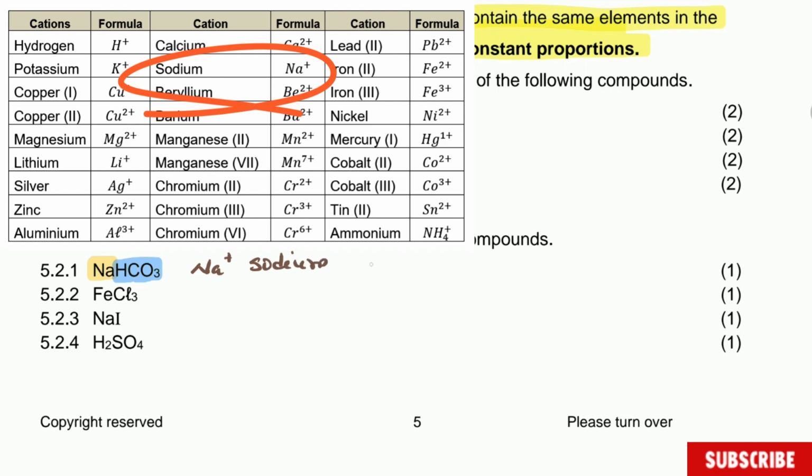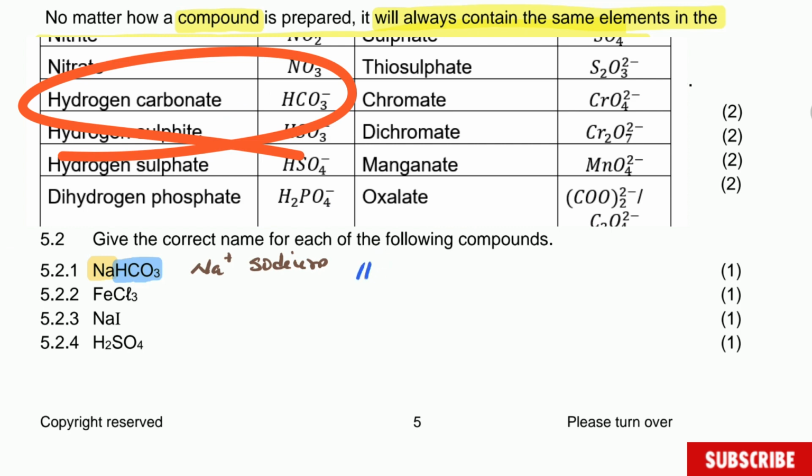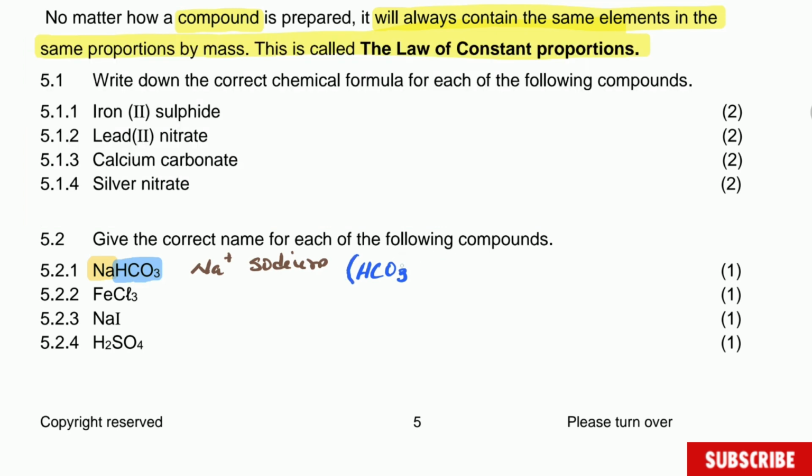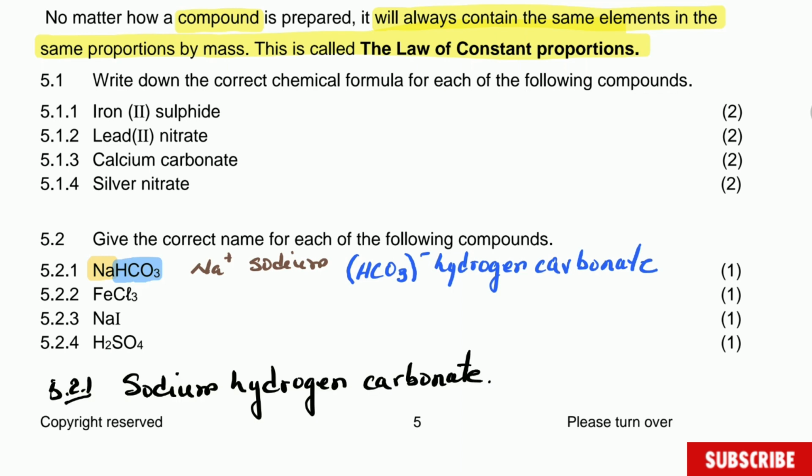And then the HCO3 is a minus there. Remember that minus, let's do it here just for you to know, that minus is for everything, and this is called hydrogen carbonate. So what is the name of this compound here? It's going to be sodium hydrogen carbonate. And that is the answer for question 5.2.1.